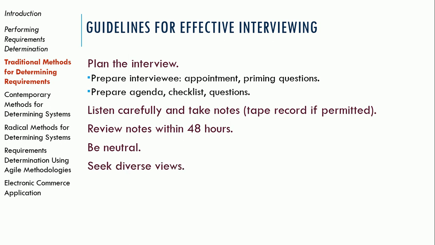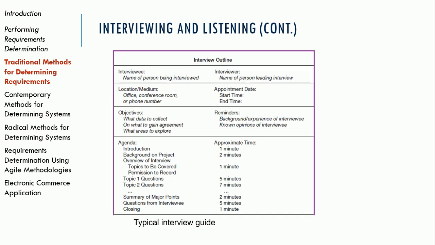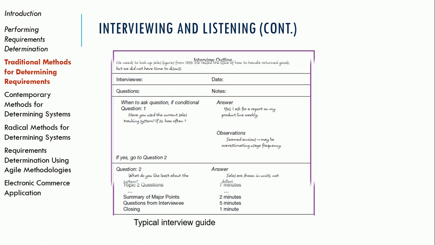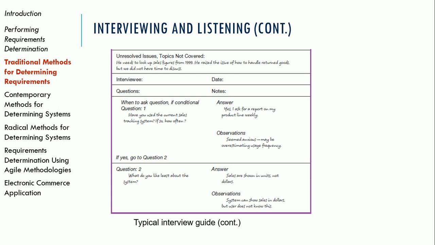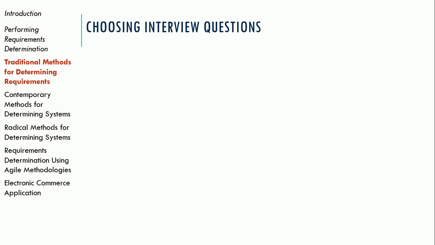And of course, you want to be neutral. You don't want to indicate whether or not you agree or disagree with the interviewee, right? You want to try to be impartial, as we discussed before, and seek diverse views. So interview lots of different kinds of people. And this is just an example of an interview guide from your textbook. I'm not going to waste too much time showing you the details here.